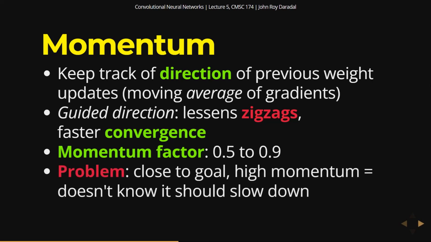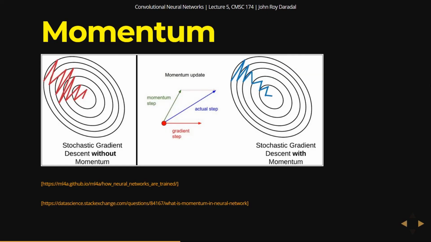The problem of momentum, however, is that when it's close to the goal and it's still high momentum, it doesn't know that it should slow down because it doesn't know that it's close to the goal. So if it still has high momentum, then it will keep going. So this is how momentum looks like.